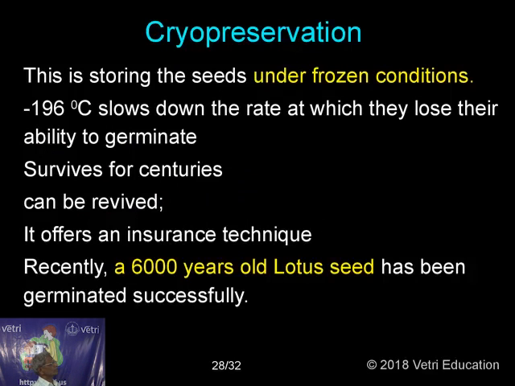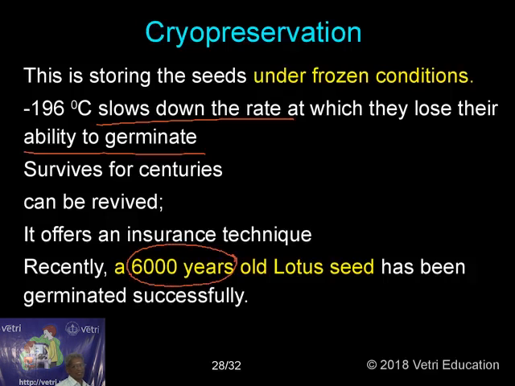Once again, what are the benefits of cryopreservation? This is storing the seeds under frozen conditions, minus 196 degrees. It slows down the rate at which they lose their ability to germinate. It survives for centuries. It can be revived. It offers an insurance technique. Recently, a 6,000-year-old lotus seed has been germinated successfully.